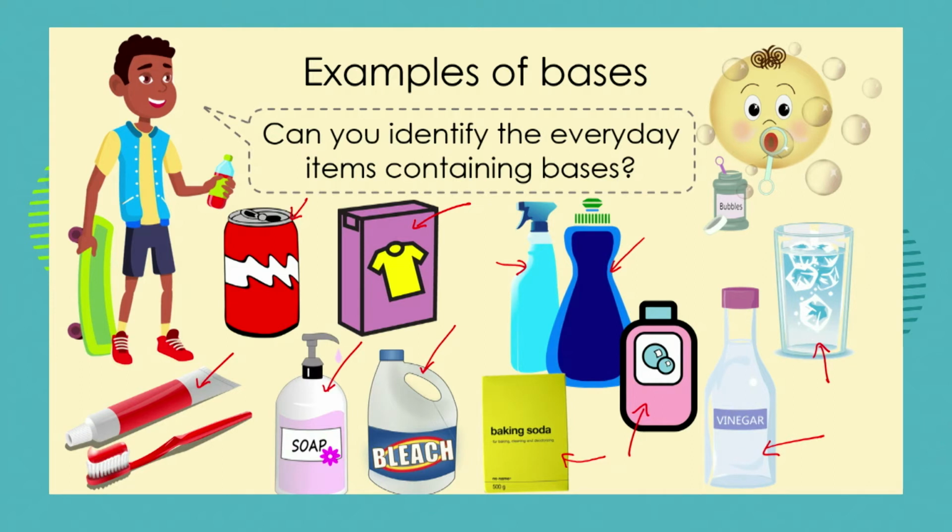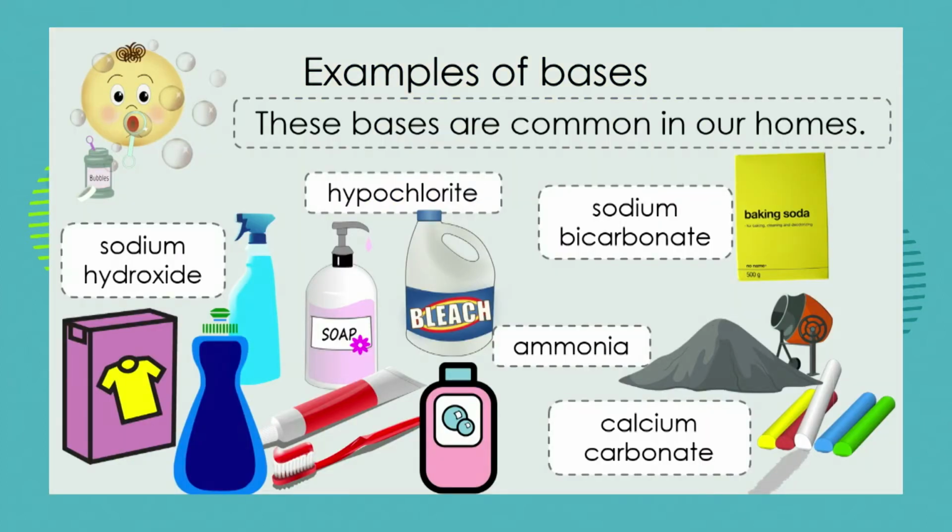Well, hopefully, from our previous lessons on acids, you should immediately be able to say fizzy cold drinks contain phosphoric acid, vinegar is acetic acid, and water is neutral. So all of these other substances contain bases or are made up of basic substances. So here are some examples that you might be more familiar with and that you might find around your home.